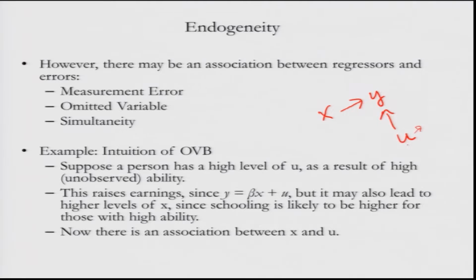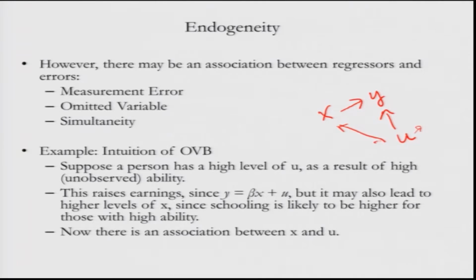However, this raises earnings since y equal to beta x plus u, but it may also lead to higher levels of x, since schooling is likely to be high for those with higher ability. So, now we are changing the path diagram to say that x and u are actually related to each other. In other words, ability not only affects y, which is your earnings, but it also affects x, which is your schooling. A more able child would be able to earn a higher wage, for instance, not because of schooling per se, but because maybe the child has higher cognitive ability, is smarter, etc.